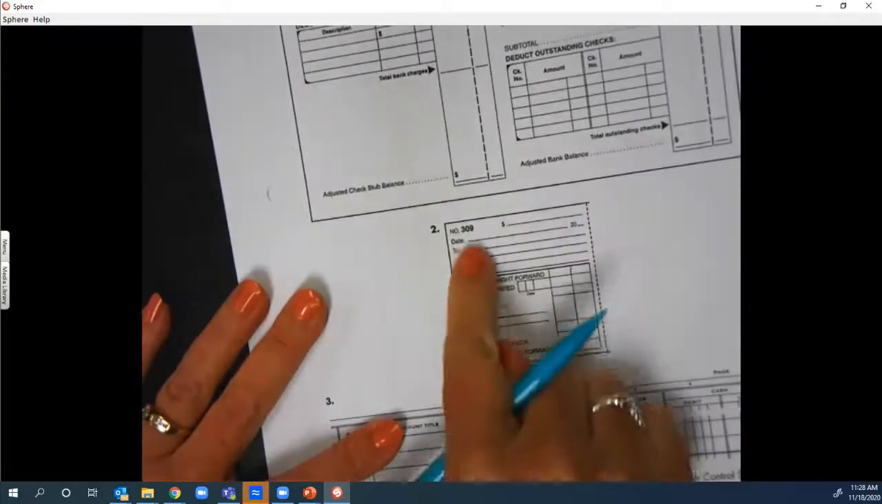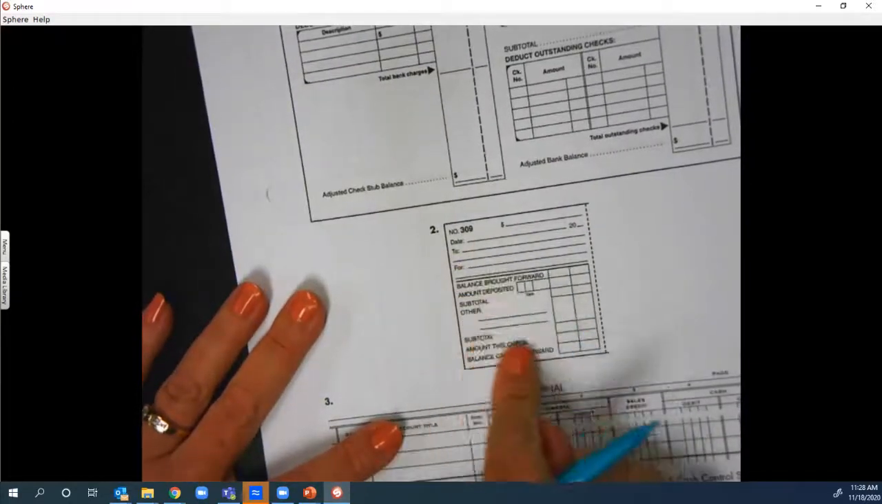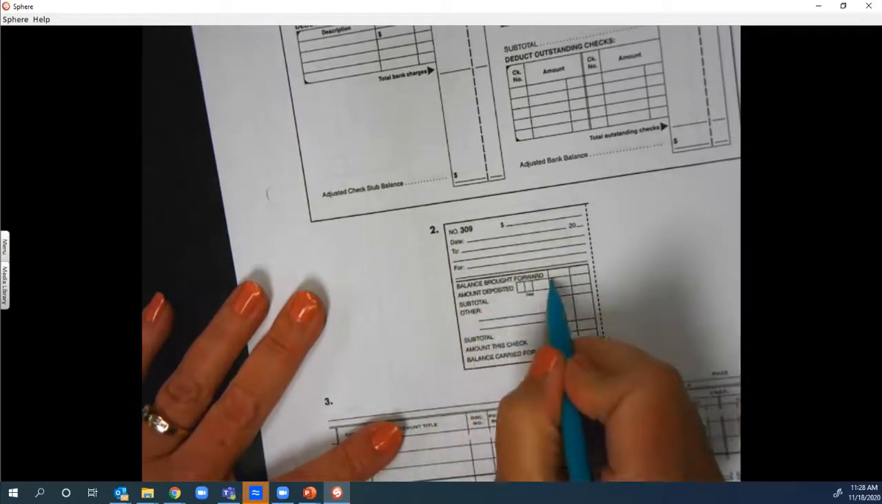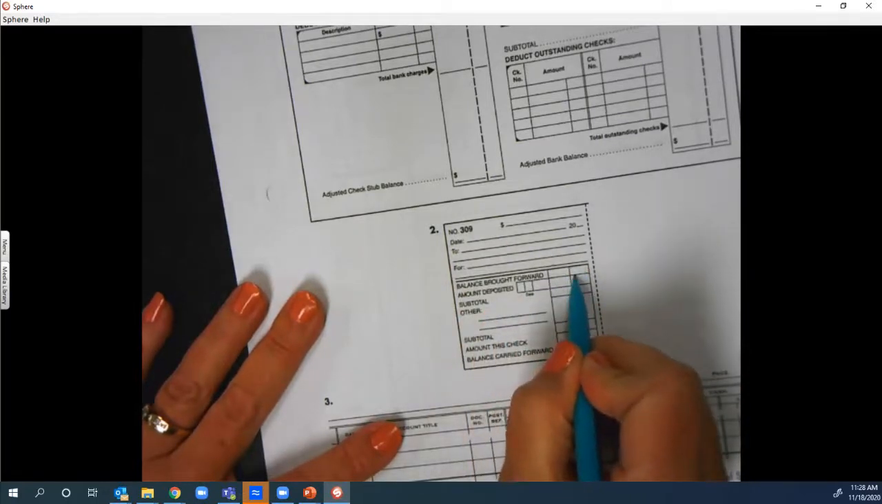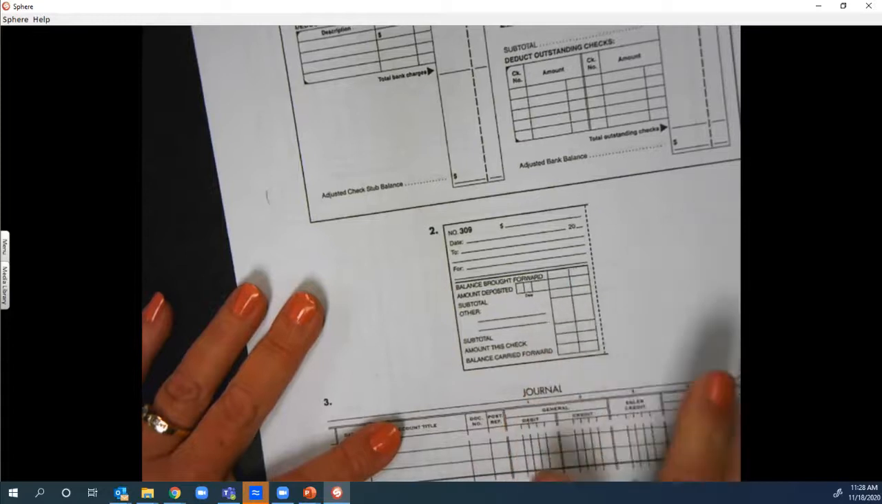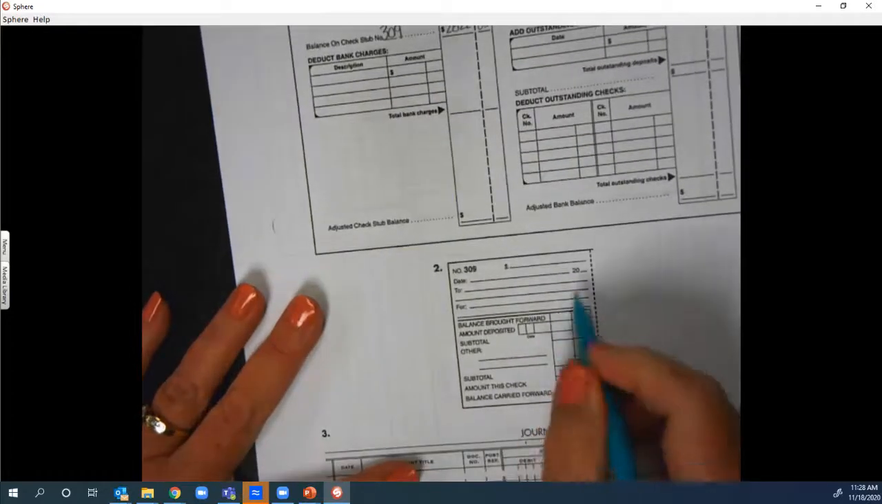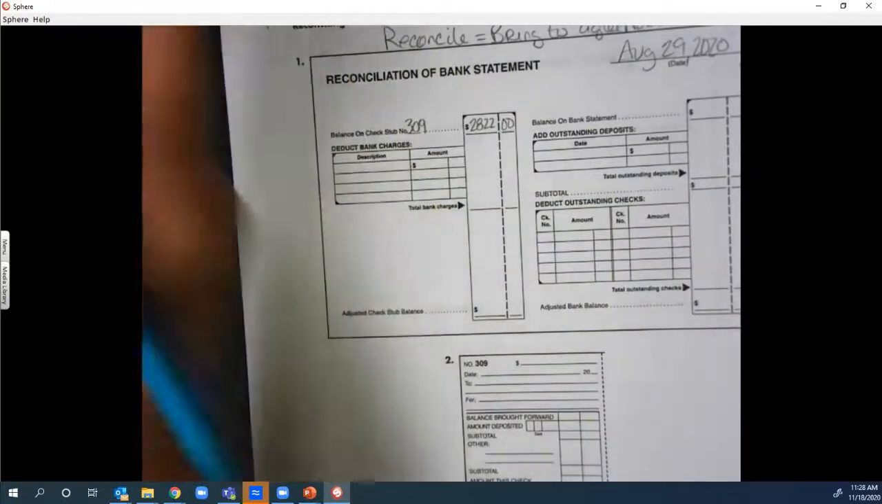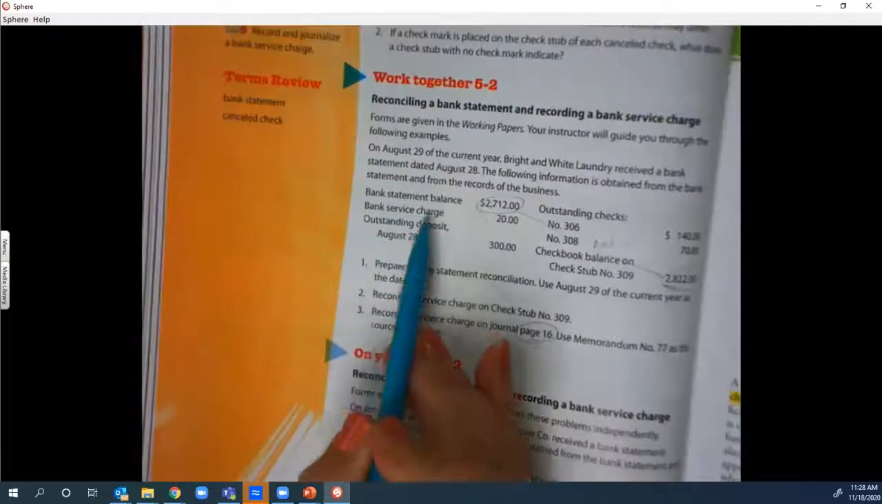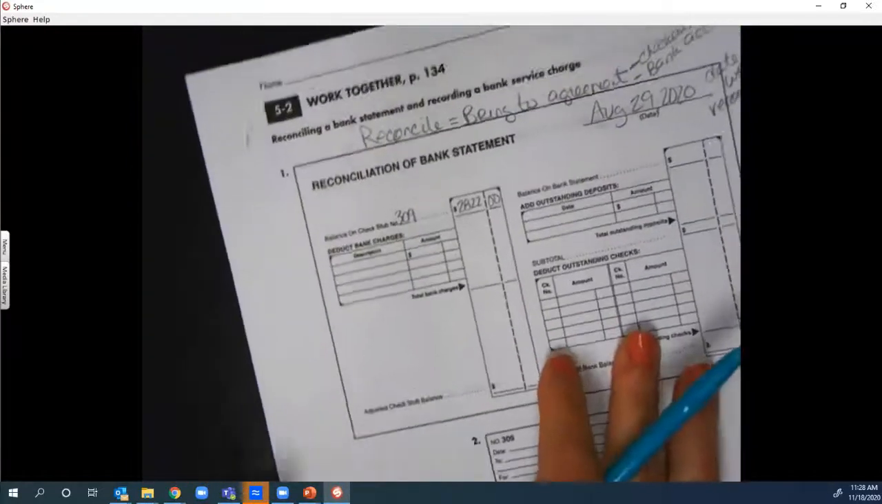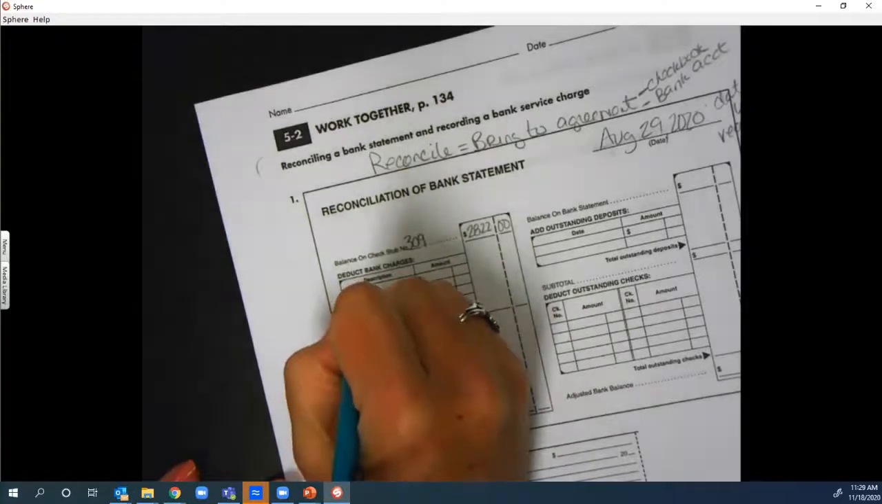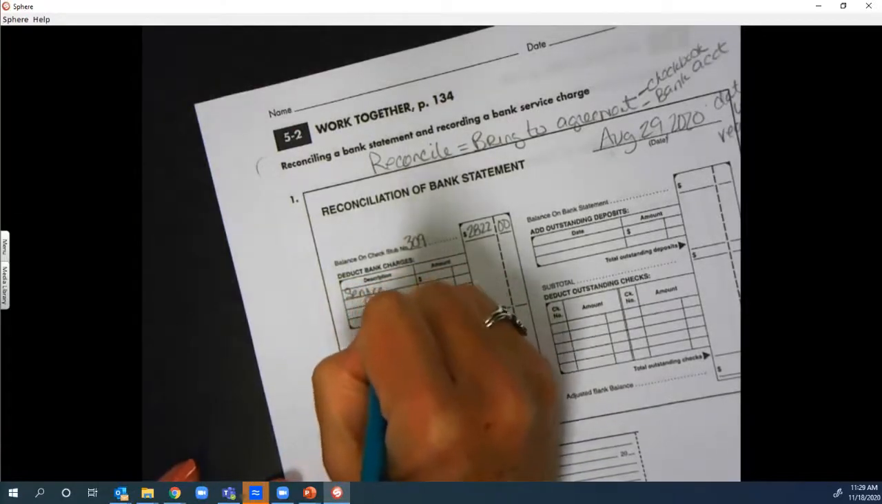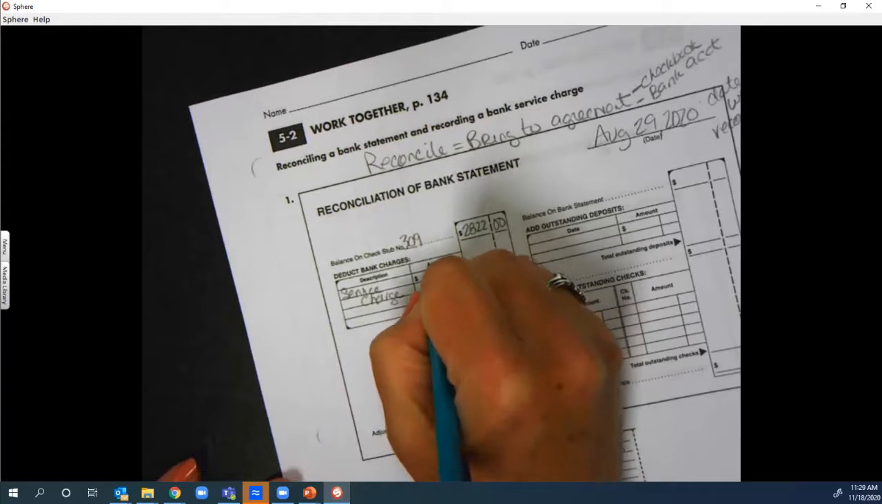Okay, and again, this is what that number would have been right here, and we would have pulled it off of there. And then we do have a bank charge. It tells us here we have a bank service charge of $20. So this amount's going here.